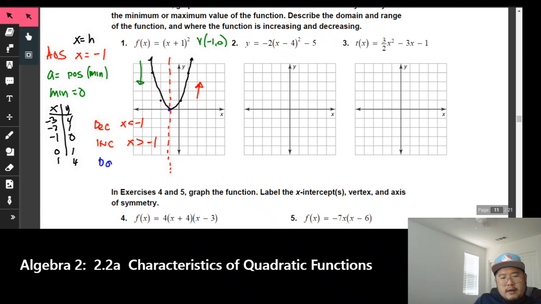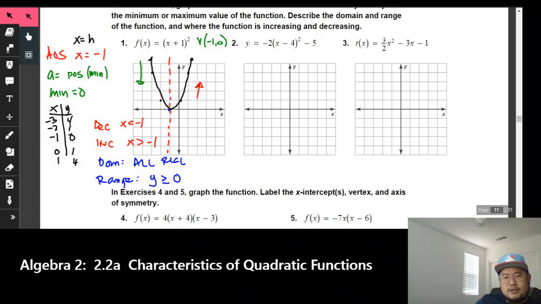For our domain, we look at our values of x. Remember, it continues infinitely stretching out left and right, so that means that our domain is all real. My range, my values of y. And my values of y right here go no lower than this, at 0. So we'll say range is y is greater than or equal to 0 right here. All right, so there we have it. We put all parts there for number 1.